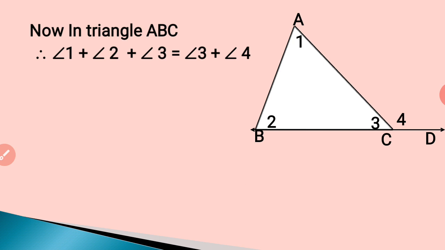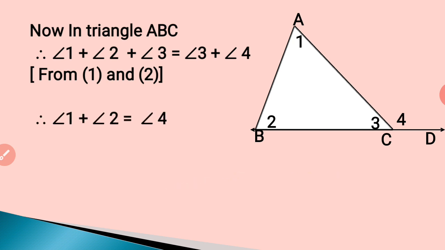Now, when we check the LHS and RHS, we find that angle 3 is on both the sides. So, we'll cancel them out. And finally, we get a statement which reads as angle 1 plus angle 2 equal to angle 4. And this is what we were supposed to find out. And this is also known as the exterior angle theorem.